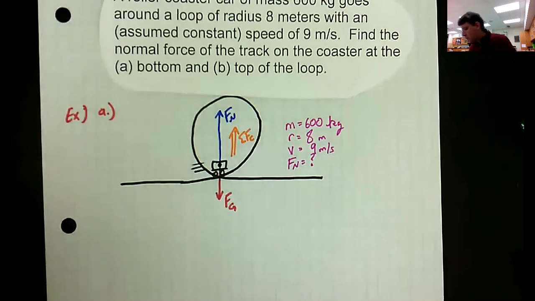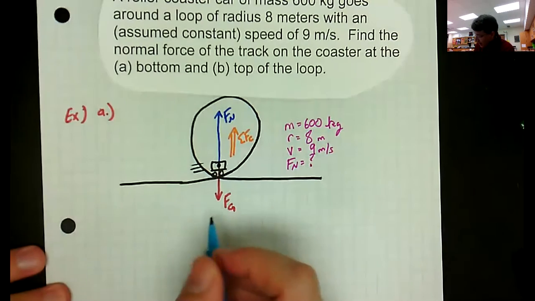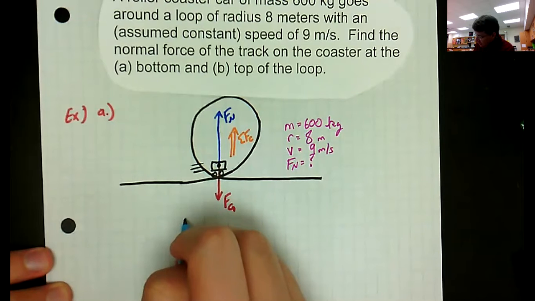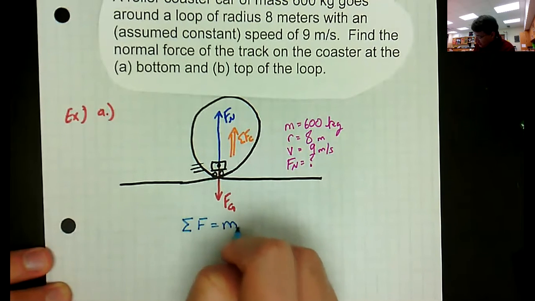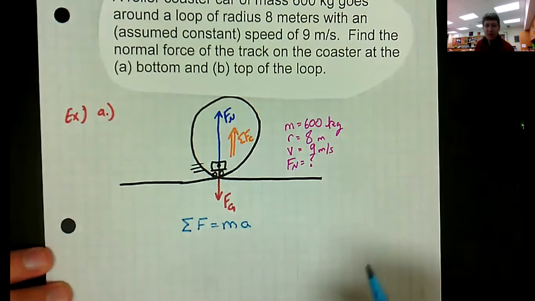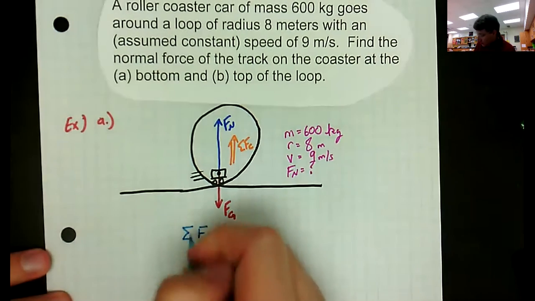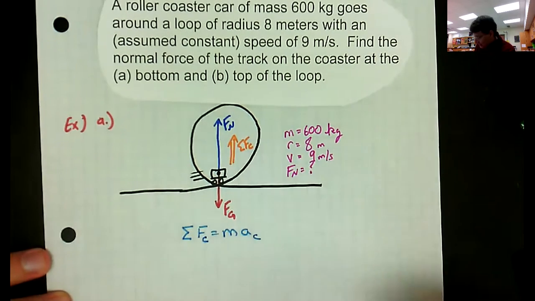So it's not too different than what we did last unit in that we're going to say that our net force equals MA. That's what we did last unit. Although in this case, since it's a centripetal force, I'm going to call it FC and AC.